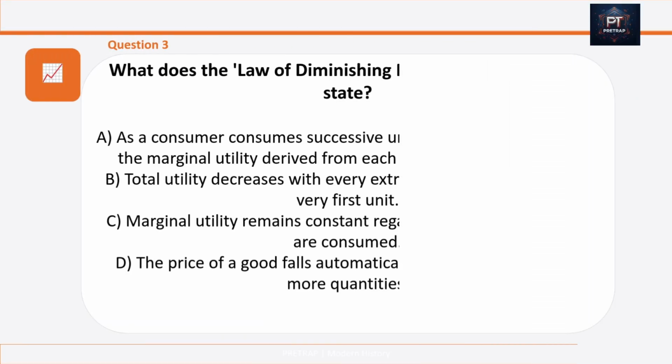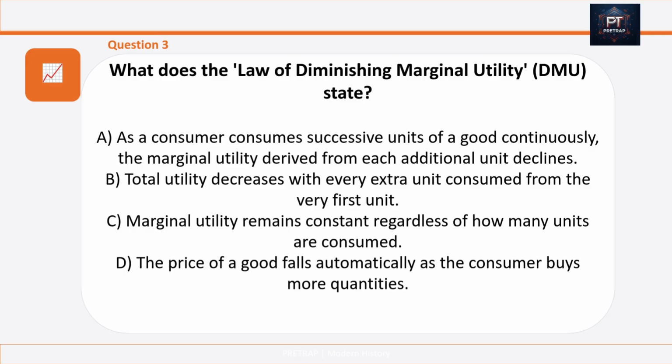Question number 3 is what does the law of diminishing marginal utility state? Option A. As a consumer consumes successive units of a good continuously, the marginal utility derived from each additional unit declines. Option B. Total utility decreases with every extra unit consumed from the very first unit. Option C. Marginal utility remains constant regardless of how many units are consumed. Option D. The price of a good falls automatically as the consumer buys more quantities. And the answer is option A.